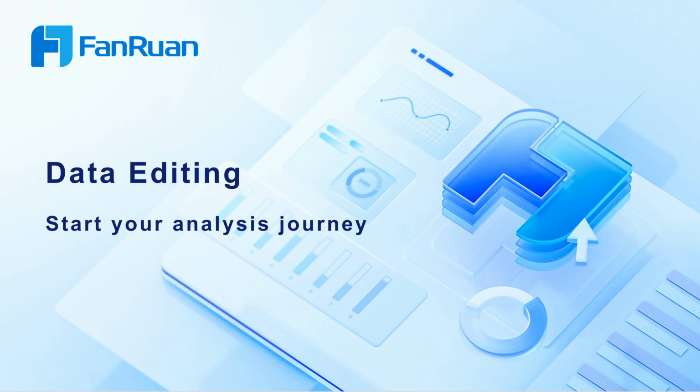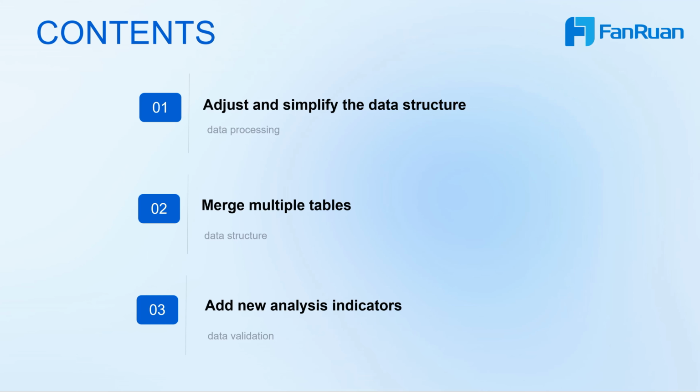This course is mainly divided into the following 3 sections, which also reflect the common sequence of data processing. The first is adjusting and simplifying the data structure. The second is merging multiple tables. The third is adding new analysis indicators. However, this sequence is not fixed for every scenario. In each specific situation, how to apply these functions for the corresponding processing needs to be flexible.